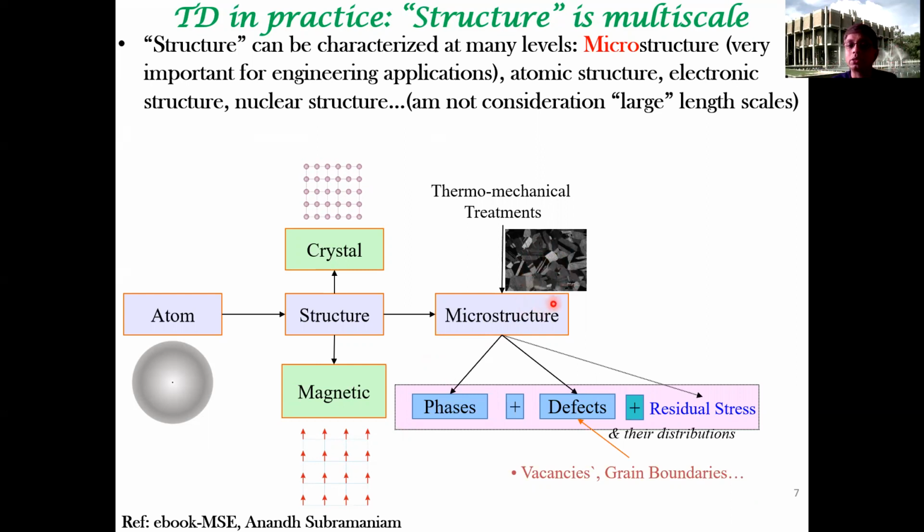These are called microstructures. That is the sum of three things: certain unique phases, defects, vacancies, or missing atoms. In these structures, if there are some atoms that are missing, they are called vacancies. That's a defect. Then there are some other more complex defects called grain boundaries. And because of this thermomechanical processing, there are residual stresses. All these things make the practice of thermodynamics on real systems more complex.